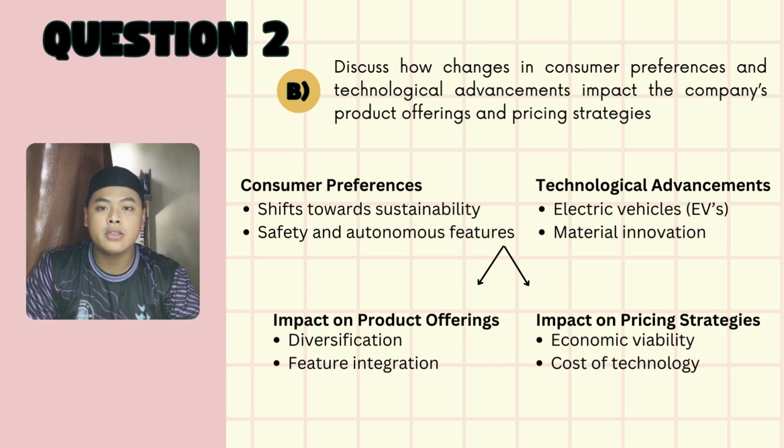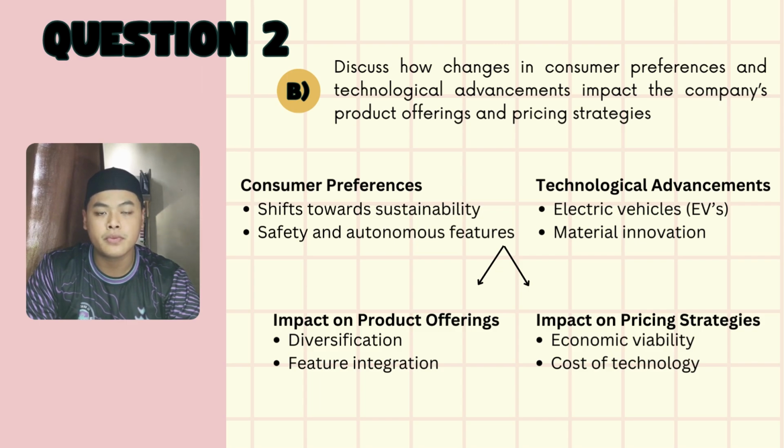In aspect of technological advancements, for the first one is electric vehicles, EVs. Advances in battery technology and charging infrastructure are making EVs more viable and popular. Proton might need to develop EV models or improve existing ones to meet market expectations. For the next point is material innovation. Lightweight materials and advanced manufacturing techniques can improve vehicle efficiency and performance. Proton could use these innovations to enhance its product offerings.